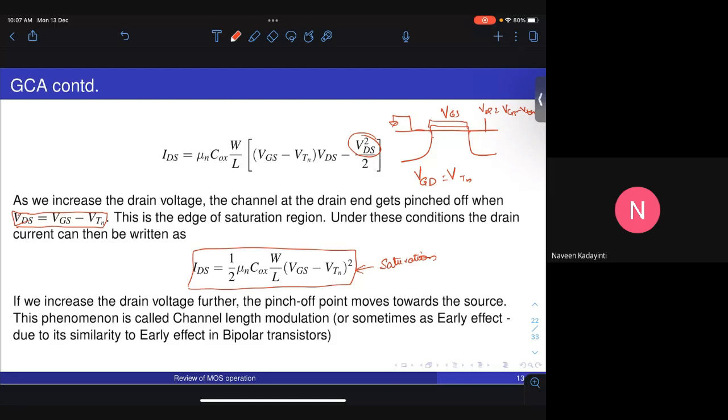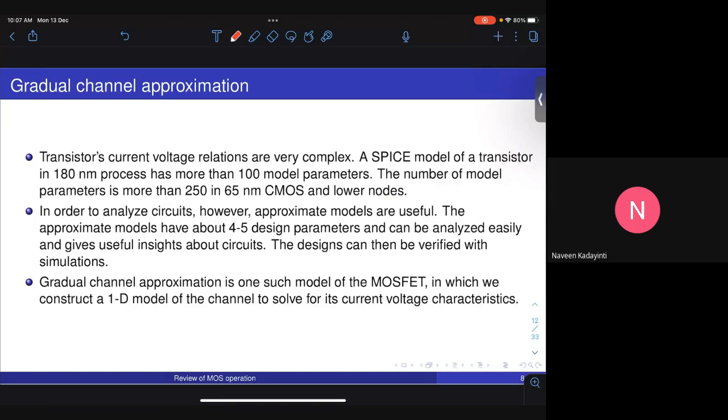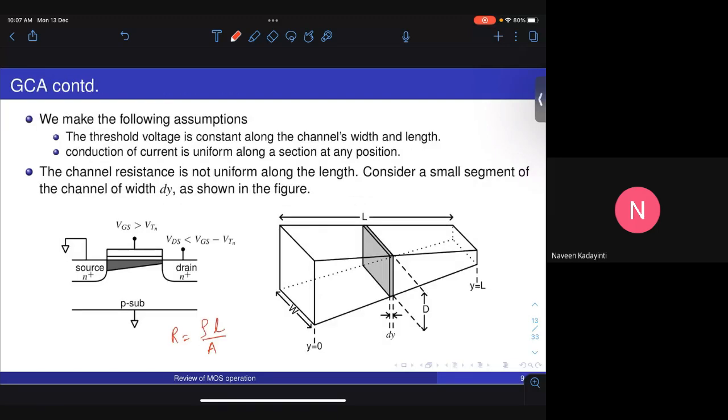Let me just quickly recap what I have discussed till now. What are the assumptions we made? We assumed that the threshold voltage is constant and the conduction is uniform across this channel segment. We know that the resistance is not uniform. What we'll try to do is find the incremental resistance of a small channel segment, find the relation between the voltage and the current for that segment, integrate from the source end to the drain end, and that will give us a complete expression for the drain current in terms of the gate to source voltage and drain to source voltage.